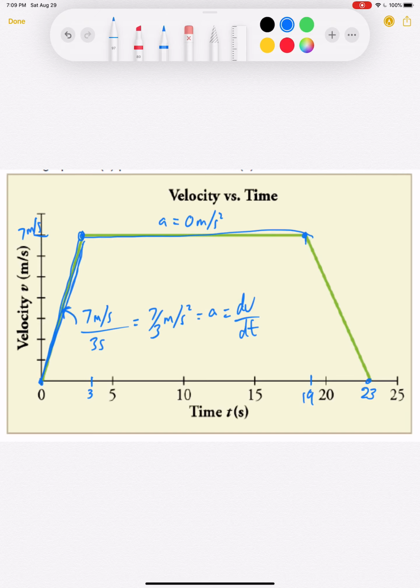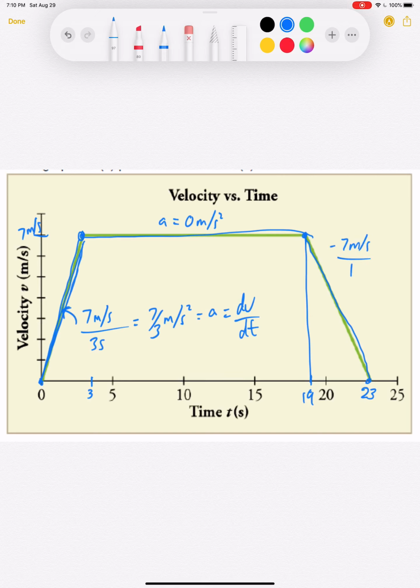So you accelerate quickly for the first 3 seconds, you accelerate none because you have a constant velocity, and then it looks like from 19 seconds until we get to 23 seconds, you are braking. So we go down, it looks like 7 meters per second, so that's a negative 7 meters per second in 4 seconds. So that would be negative 7/4 meters per second squared is our acceleration right here.